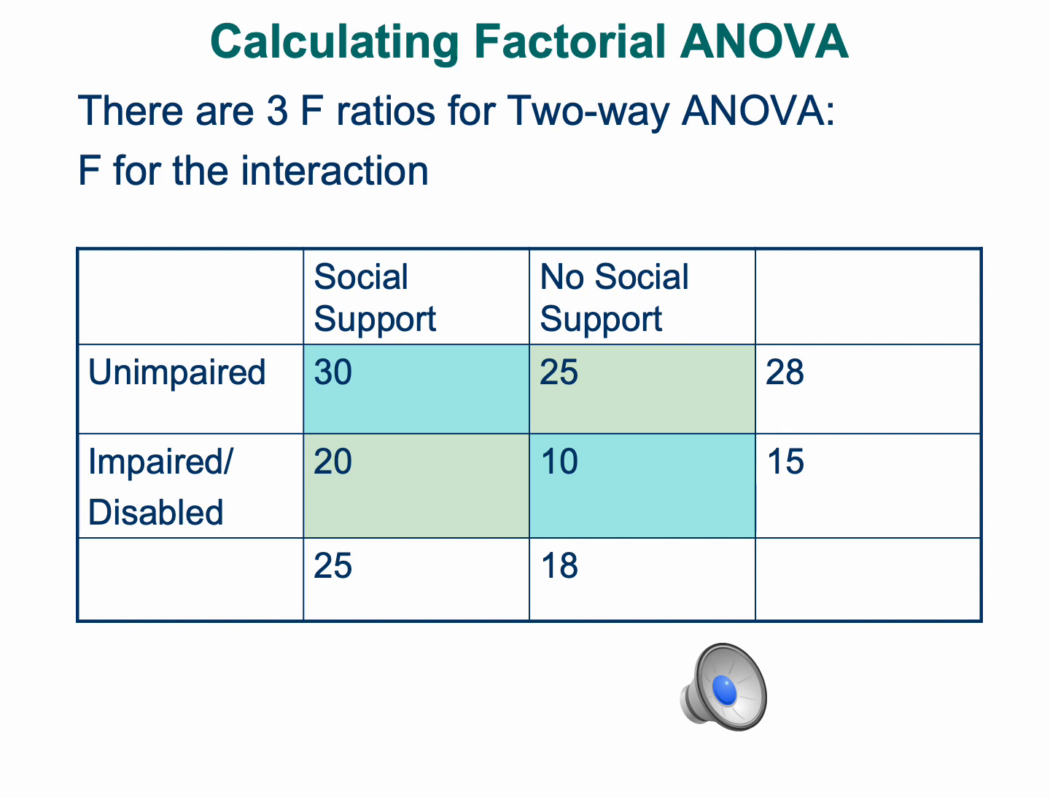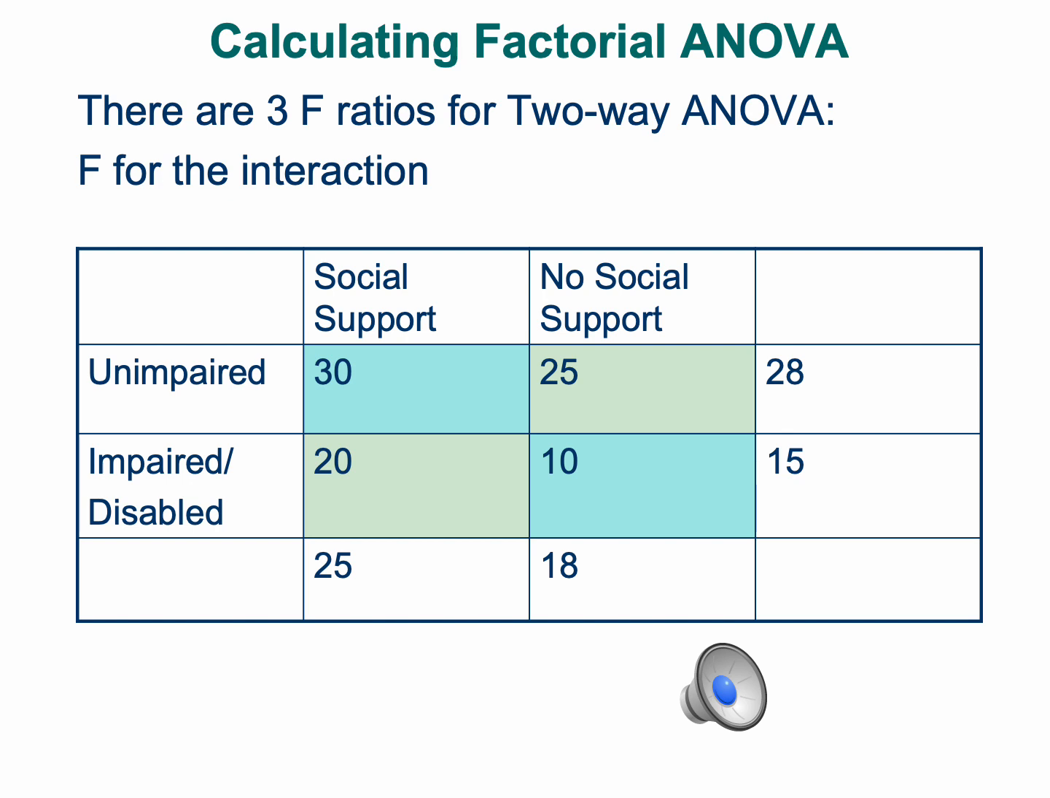So we have an independent variable of impairment status, being unimpaired or impaired, and an independent variable of social support, having social support versus not having it. Now we want to find out if there's an interaction between these two variables. You see here, depicted in the two different colors, the unimpaired people with social support have a 30. The impaired people with no social support have a 10. And that's a big contrast.